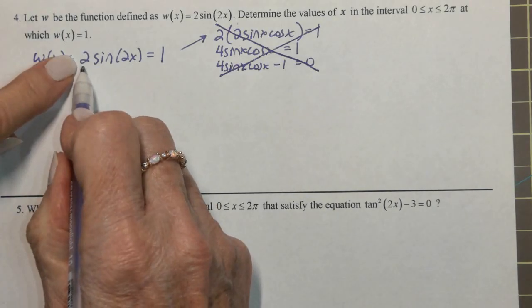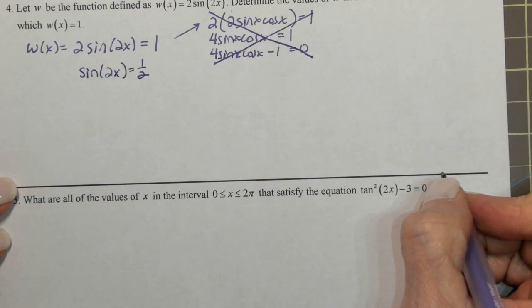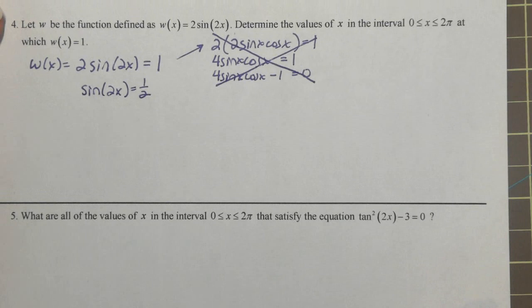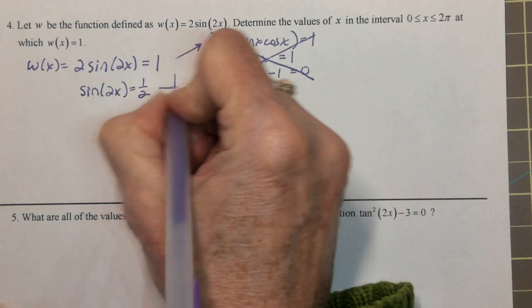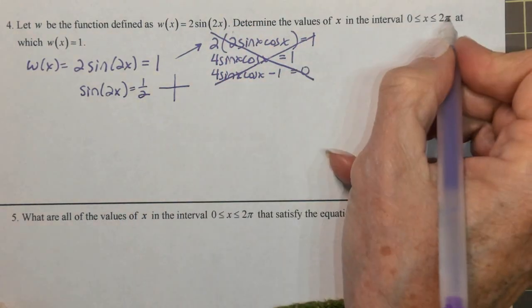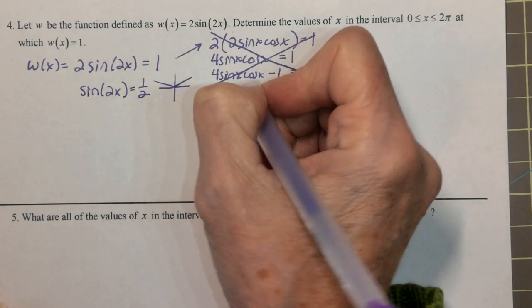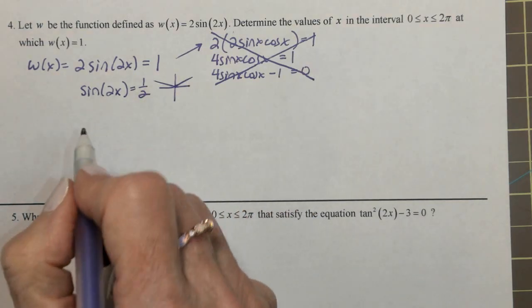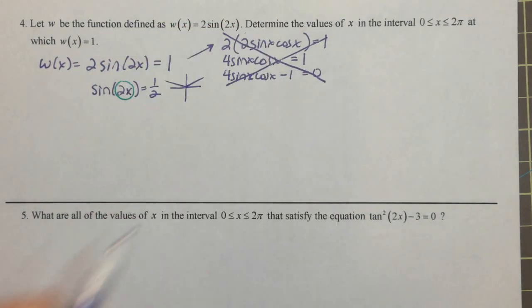So instead, I'm going to divide both sides by 2. I'm going to get sine of 2x is 1/2. Okay? Sine of some angle is 1/2. How do we solve that? Well, we know the angles that make sine a half between 0 and 2 pi: pi over 6 and 5 pi over 6. So that angle is pi over 6 or 5 pi over 6. The difference here is that that angle is not a plain x. That angle is a 2x.